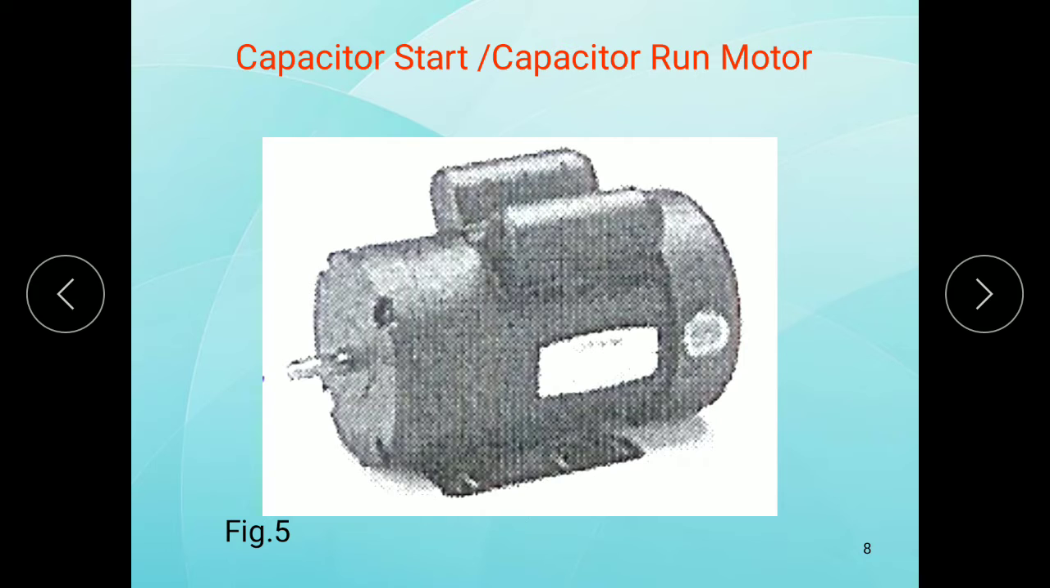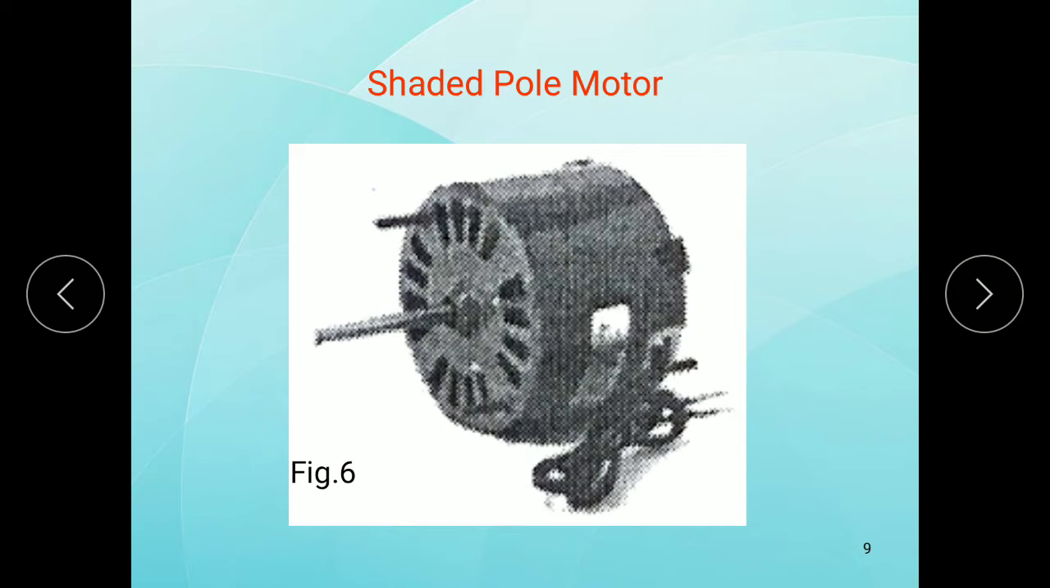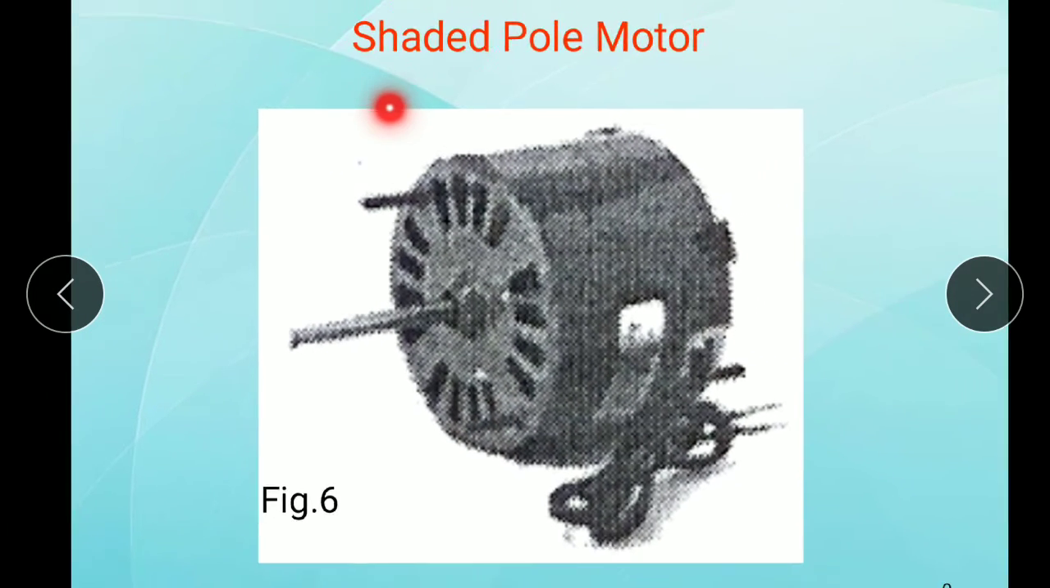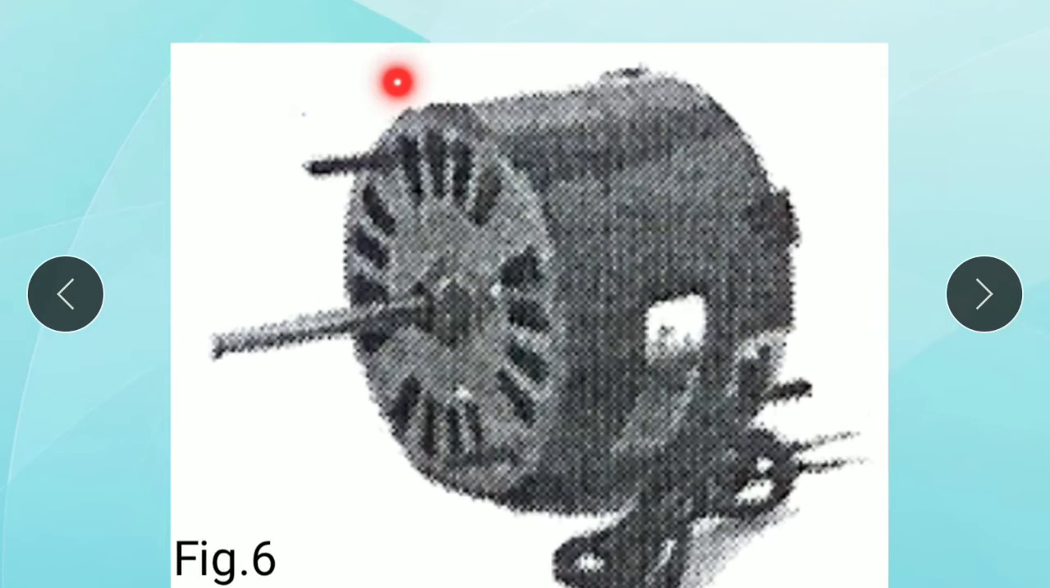Now next, the shaded pole motor. There is somewhat of a difference in the construction design of the shaded pole motor, in the rotor only. So it is somewhat different. This figure is showing the shaded pole motor. See here, this one.